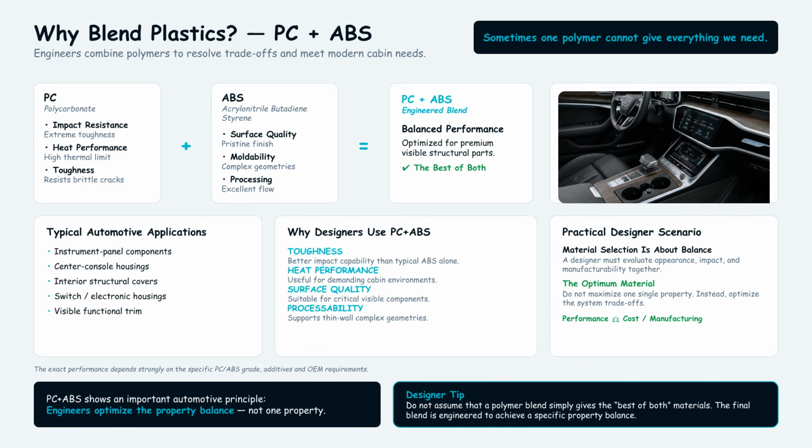That's where polymer blends become interesting. A good example is PC plus ABS. Polycarbonate contributes useful toughness and thermal performance. ABS contributes useful processing and surface characteristics. The resulting PC-ABS blend can provide a balanced combination suitable for many automotive interior and functional applications. But remember something important. We should not think that a blend automatically gives us the perfect properties of both materials. The final grade is specifically engineered to achieve a certain balance. And once again, automotive engineering is all about finding the optimum balance between performance, manufacturing, weight, and cost.